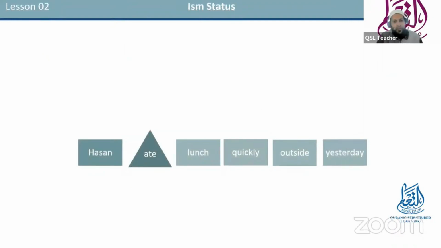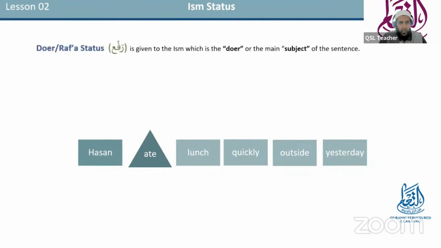So now we're going to look at an English sentence. Hassan ate lunch quickly outside yesterday. And what we're going to do is find the rafa' status in this sentence. So the first question, and you might want to write this down on your handout, the first question you should be asking yourself is, what is the action in this sentence?